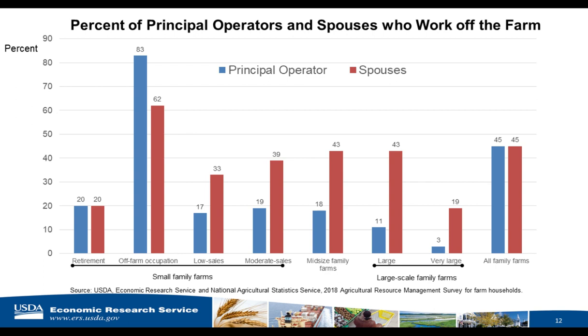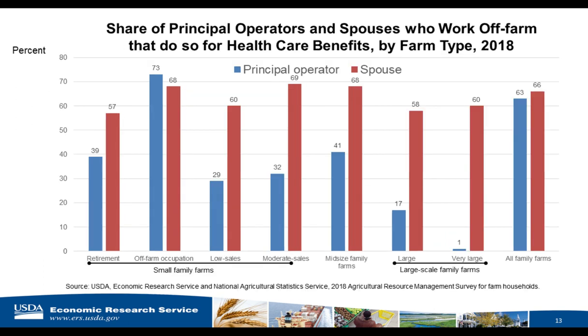As I mentioned, farmers also have multiple reasons for taking an off-farm job. So now we're going to look at one of those reasons, which is healthcare. Here we see that where the spouses of the principal operator held an off-farm job, a majority reported that healthcare benefits was one of the reasons for working off of the farm, while principal operators, particularly of large-scale farms and farming occupation small farms, were less likely to cite healthcare benefits as a reason for working off the farm.